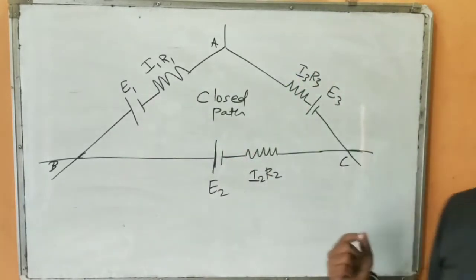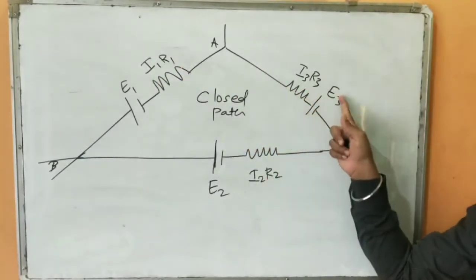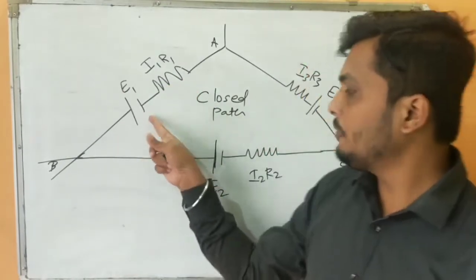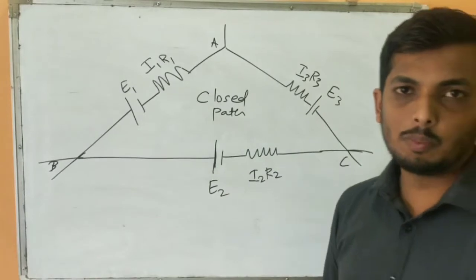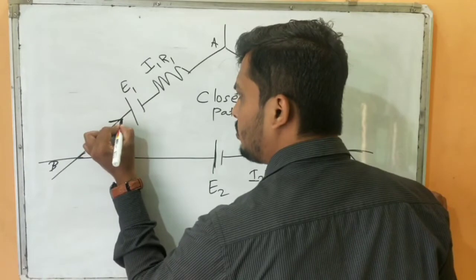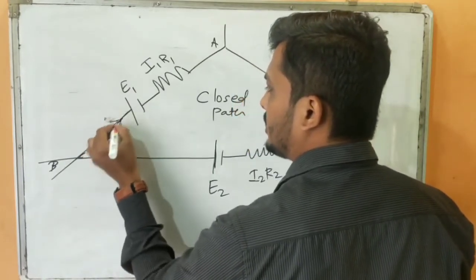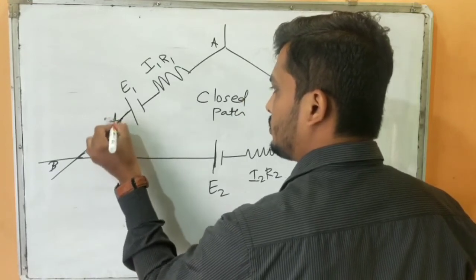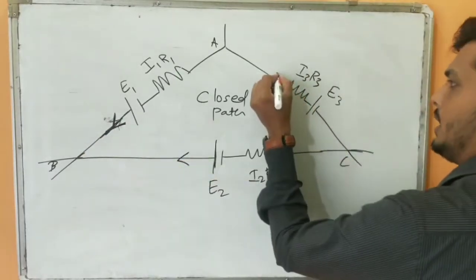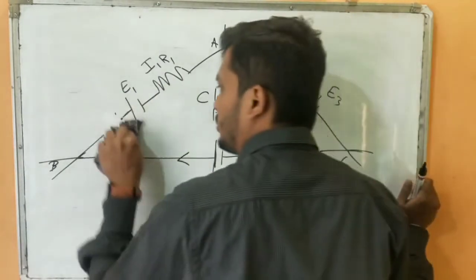Now I have three conductors here: I1, R1, I2, R2, I3, R3. And these individual conductors have their own cells which will provide EMF E1, E2 and E3 respectively. So now look here, the arrow mark is most important. Remember, current will flow from positive to negative direction. So in this way, here and here. So remember, the bigger part will always be positive. I'll draw this one second.